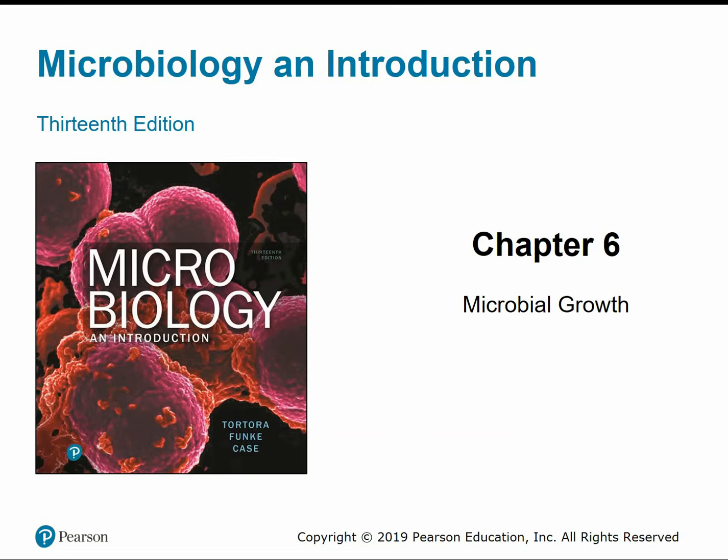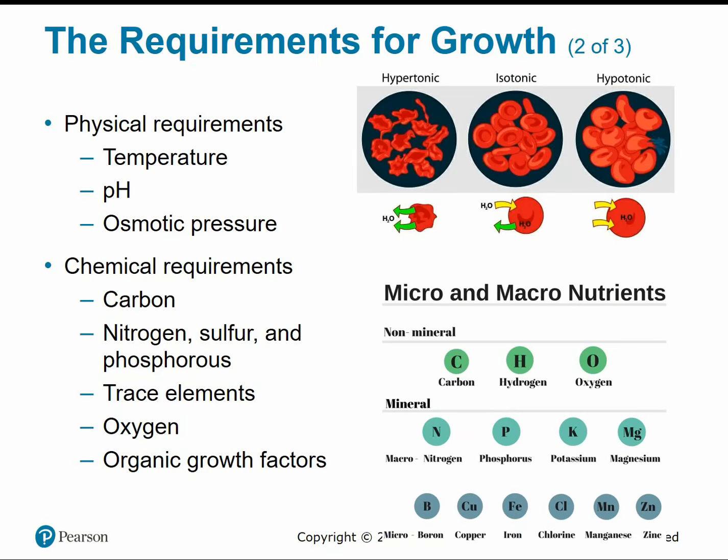This is Chapter 6 on microbial growth. Microbes, just like all living things, have certain physical and chemical requirements for life. The physical requirements may be things in their environment, so things like temperature. So all organisms have an ideal temperature range at which they're able to live. Same thing with pH. There's an acceptable range of pH that certain organisms prefer.